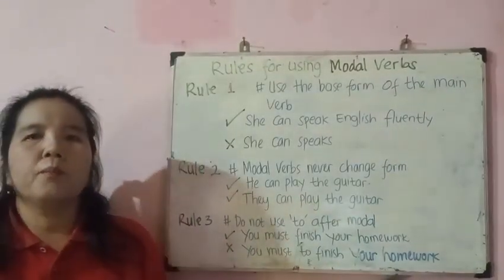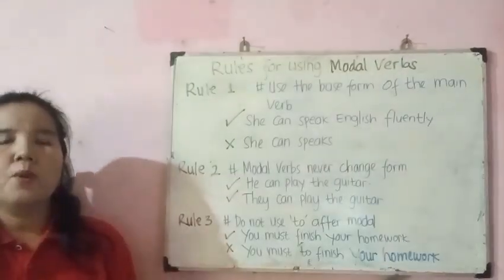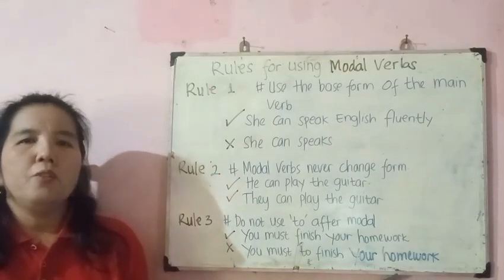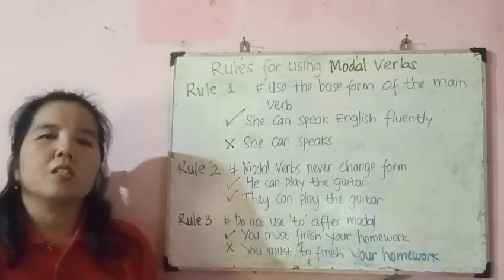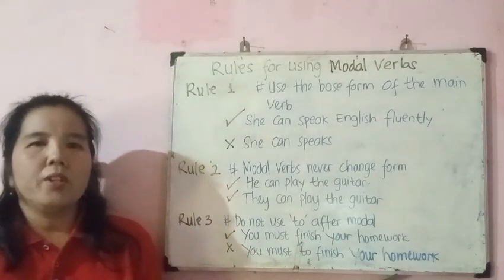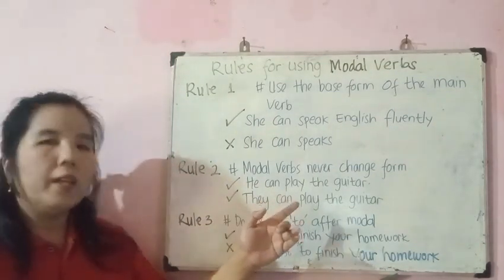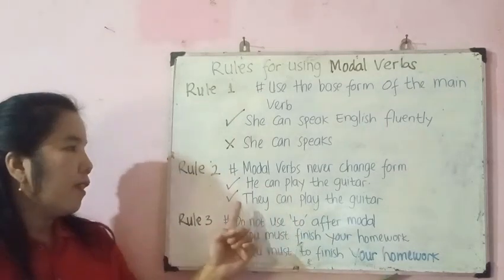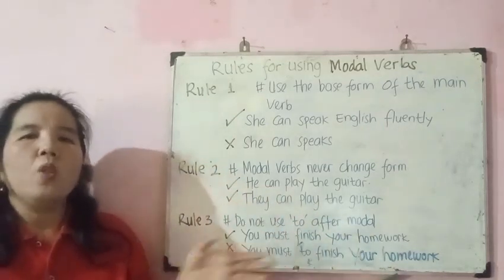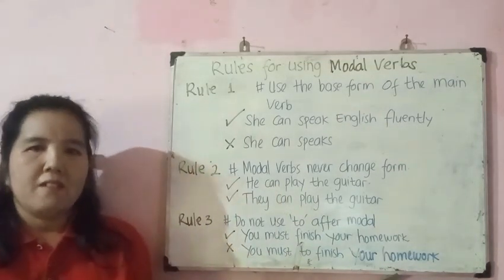Rule number 2. Modal verbs never change form. Modals stay the same for all subjects, no matter if the subject is I, you, he, or they. The modal doesn't change. Example: he can play the guitar. They can play the guitar. Both are correct. It's always just can, not cans.